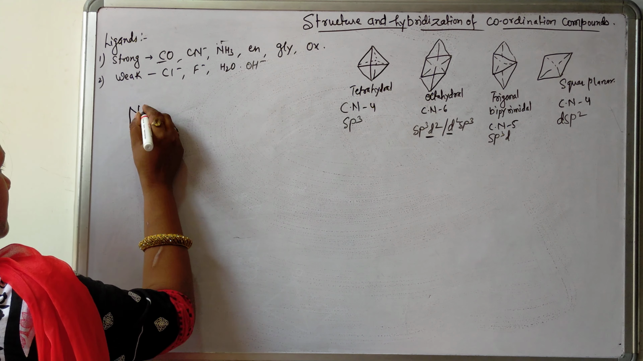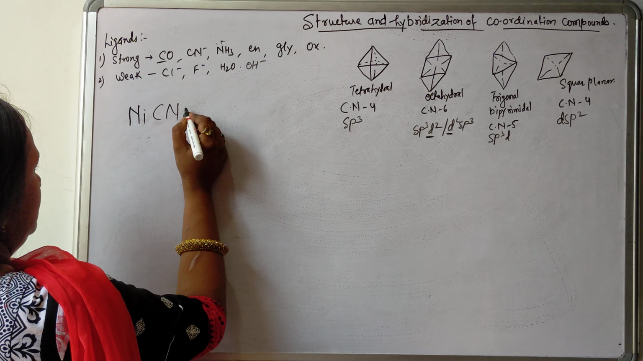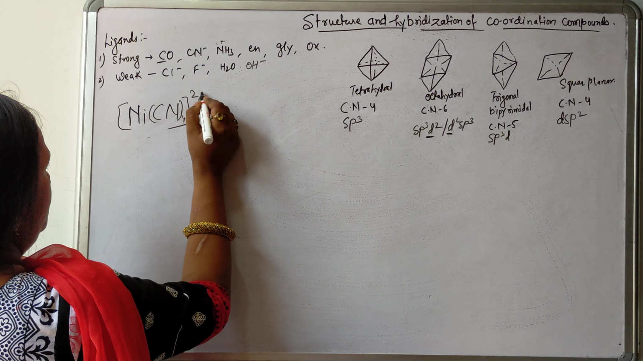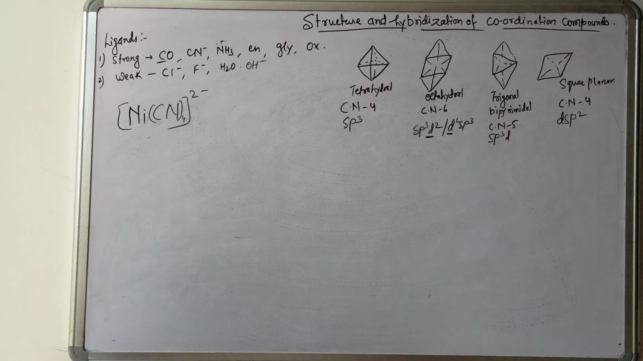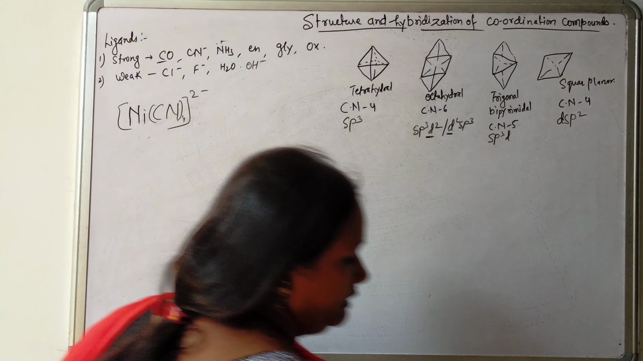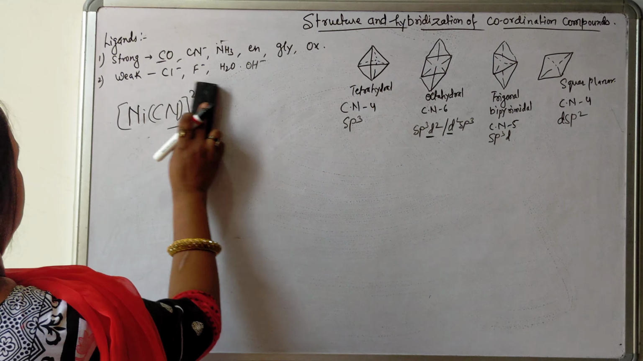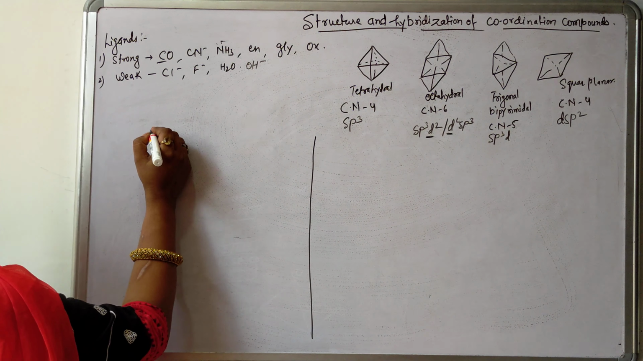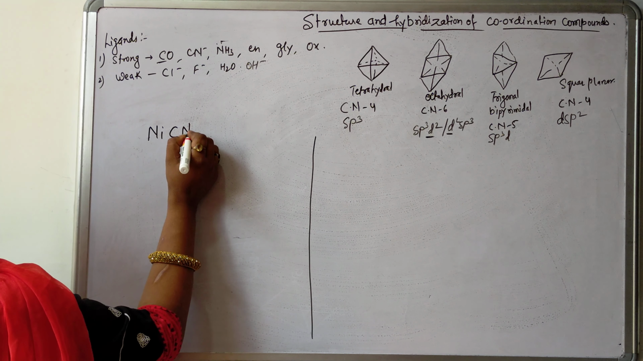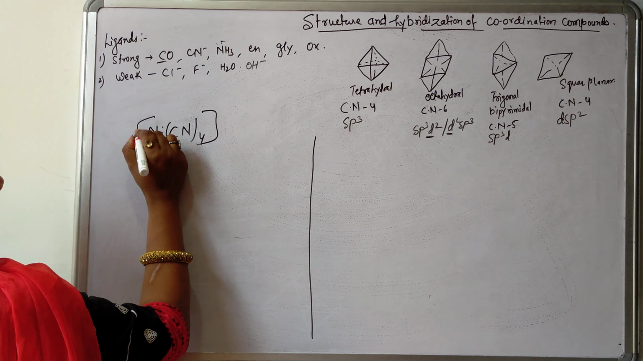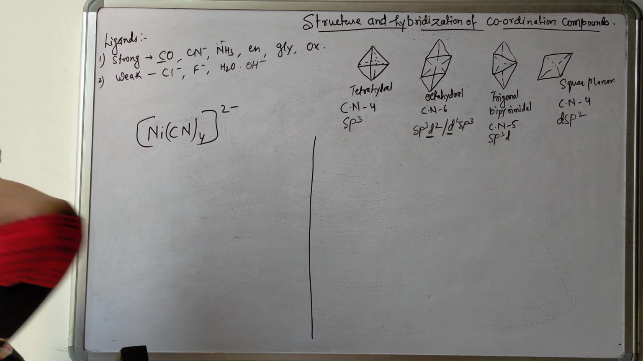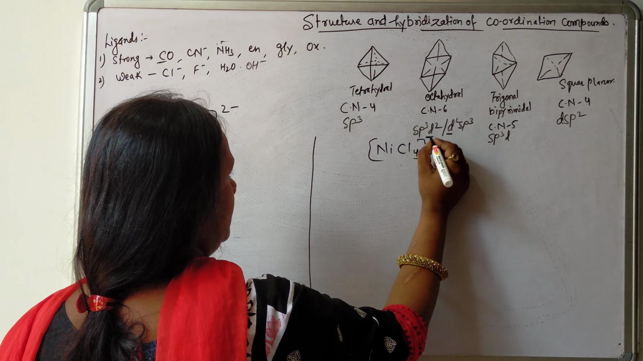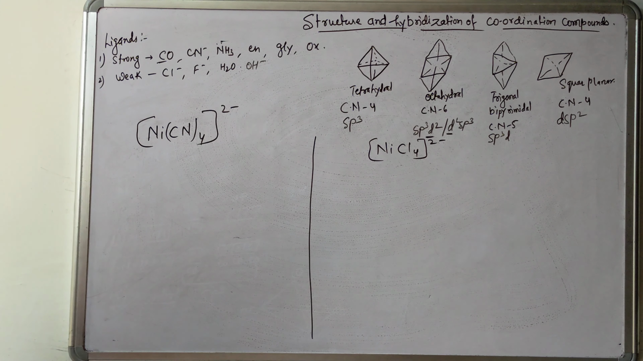Suppose same type. Ni(CN)4 2-. First, just remember what is the name of this compound. I am just making a differentiation between these two structures. Ni(CN)4 2-, and another is [NiCl4]2-. These two are the complex ions.